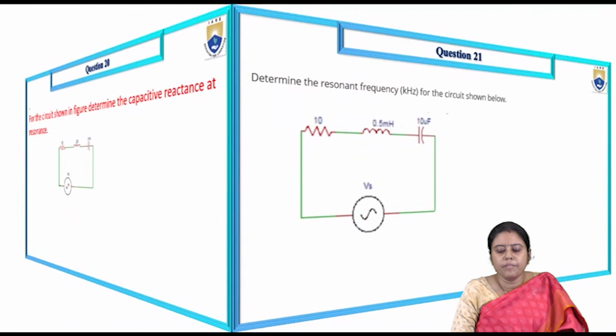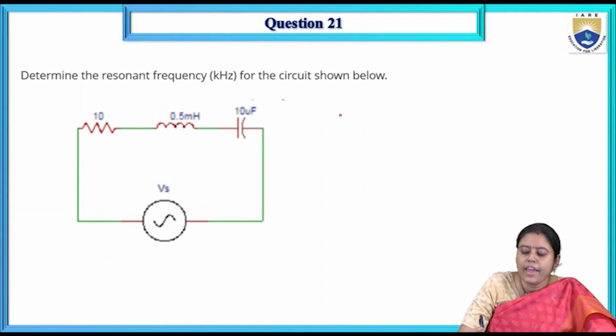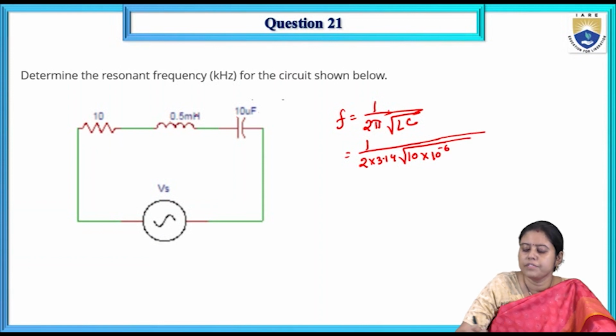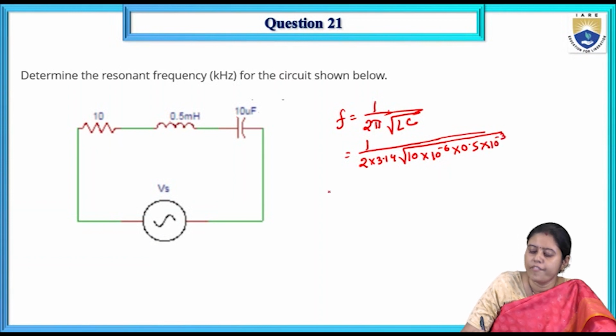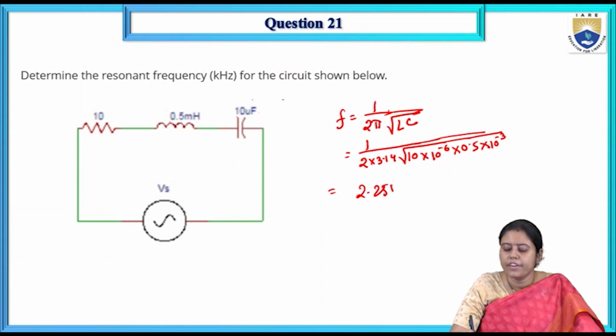Now we are moving to question number 21. Determine the resonant frequency for the circuit below. What is the formula of the resonant frequency we got? f is equal to 1 by 2 pi root of LC. So 1 by 2 into 3.14 into root of 10 microfarad, which is 10 into 10 to the power minus 6, into 0.5 millihenry. If you calculate, you will get the value. Maybe it will come 2.25 kilohertz.